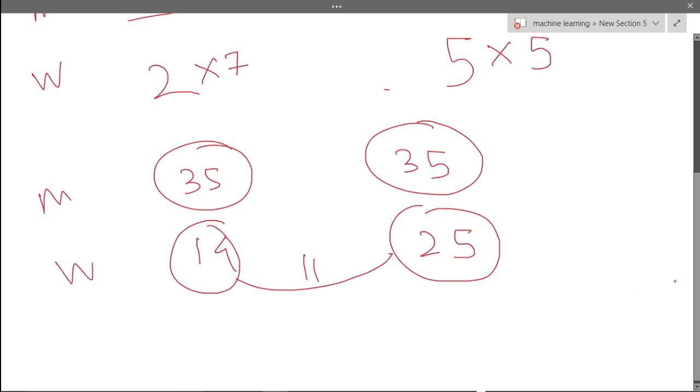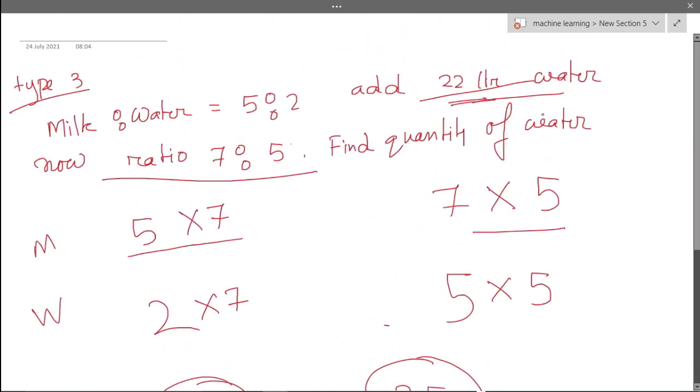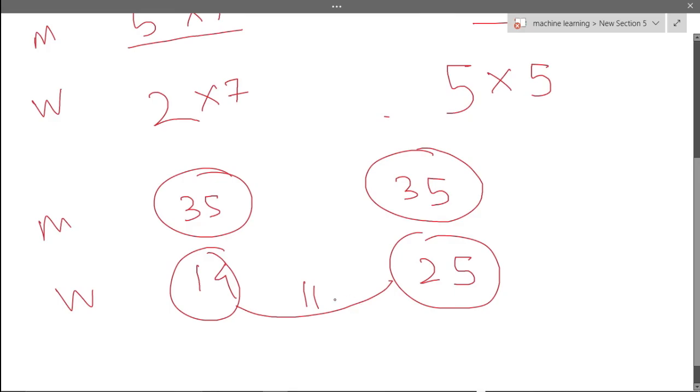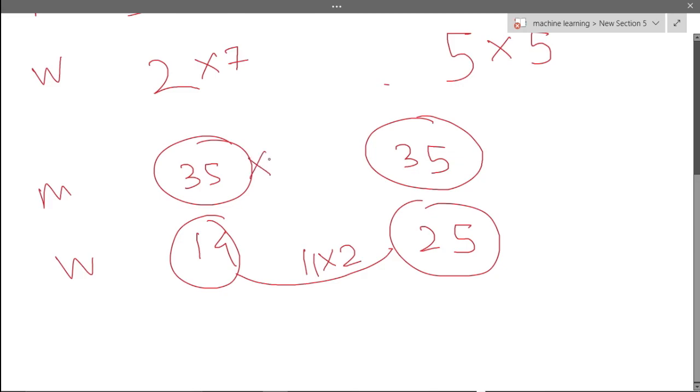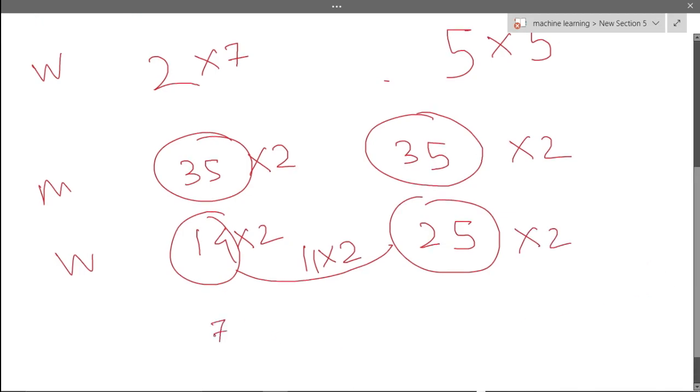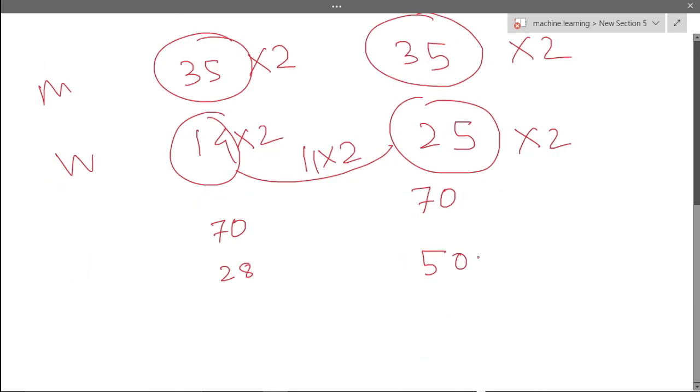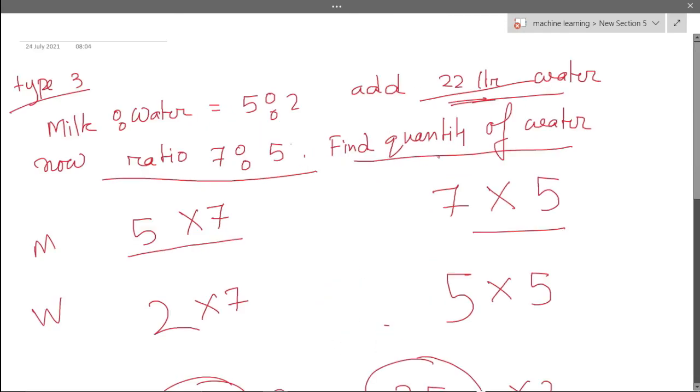After adding 11 liters of water the ratio becomes 35 and 25. So here we have to make it 22 liters of water added. So simply multiply with 2. So now the numbers become 70, 28, 70 and 50. So after adding 22 liters of water, the quantity of water is now 50 liters.